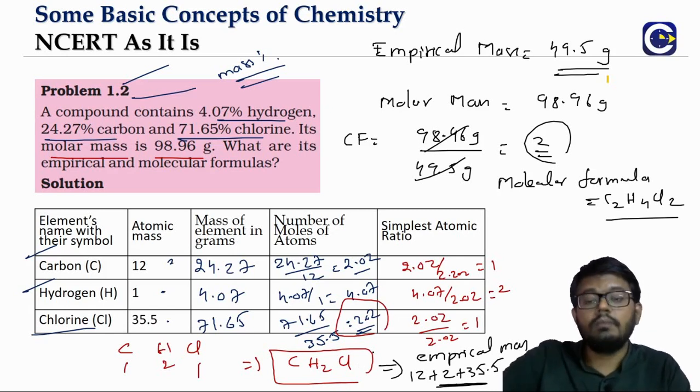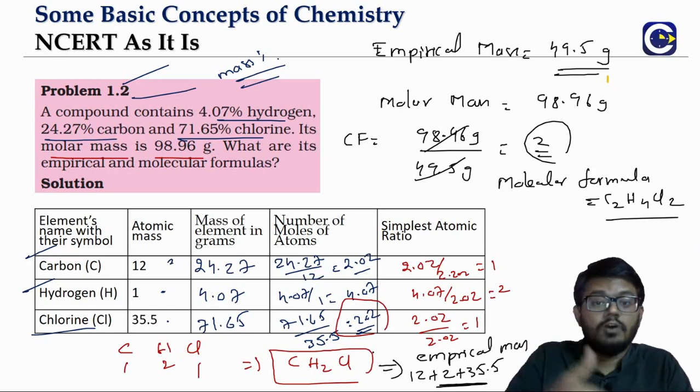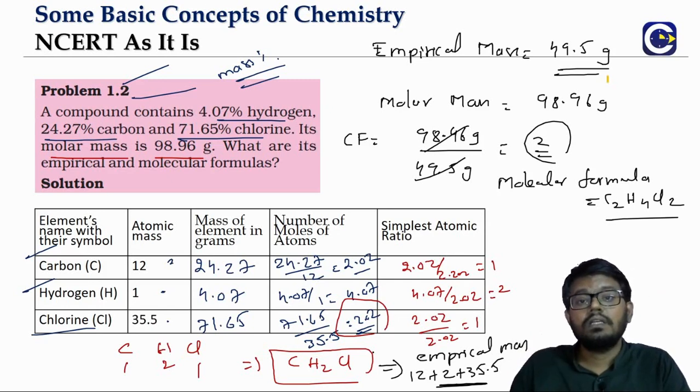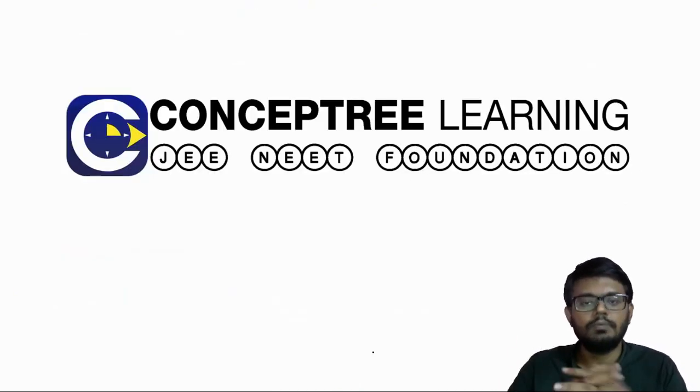So this is how we will be able to get the empirical formula and molecular formula from the mass percentage values of different elements in a compound. You can try and solve a couple more questions also. So this is about the part 3 video, and we'll see in the next part 4.